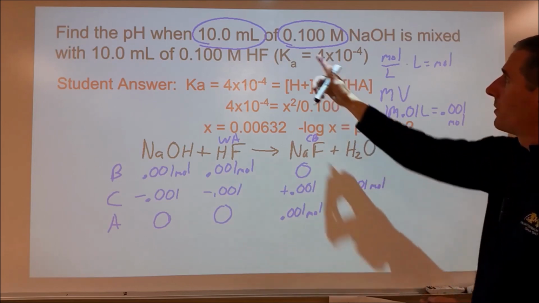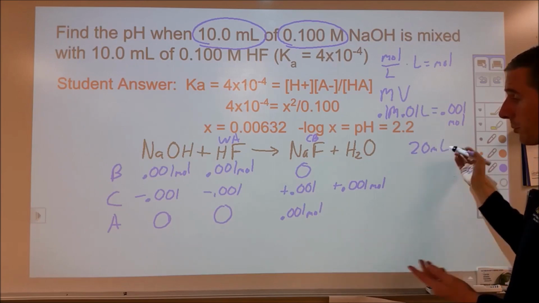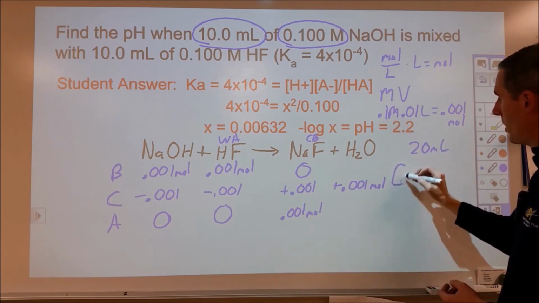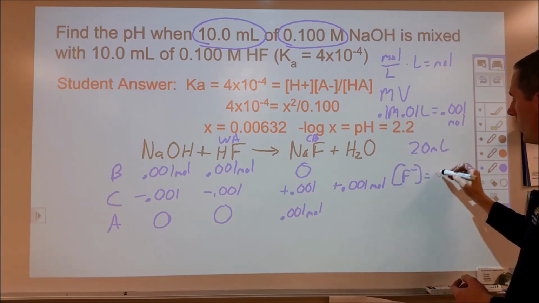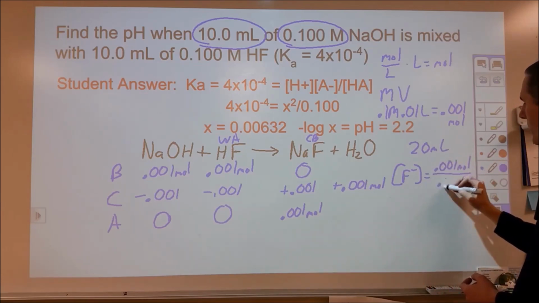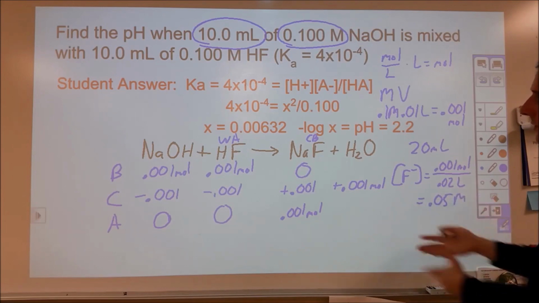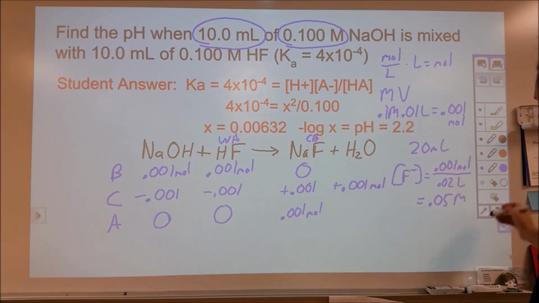So at this point, we now have 10 milliliters plus 10 milliliters. We have 20 milliliters total, which is 0.02 liters. So our concentration of fluoride is going to be equal to 0.001 moles divided by 0.02 liters, which is going to be 0.05 molar. Okay, so half of our original concentration. All right, so let's go ahead and delete this.